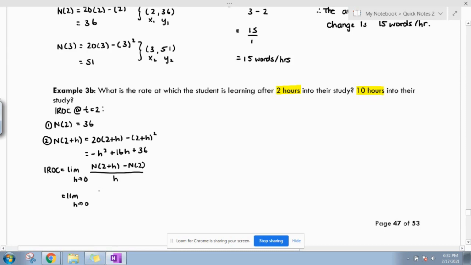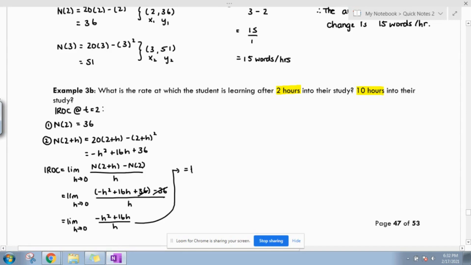So n of 2 plus h is negative h squared plus 16h plus 36, and then minus 36 all over h. I recognize that 36 and negative 36 will cancel each other out. So then I'm left with the limit as h approaches 0 for negative h squared plus 16h over h. I realize that I can factor out the h.